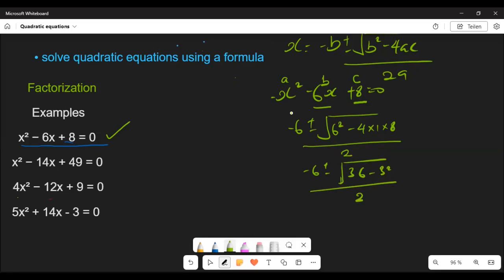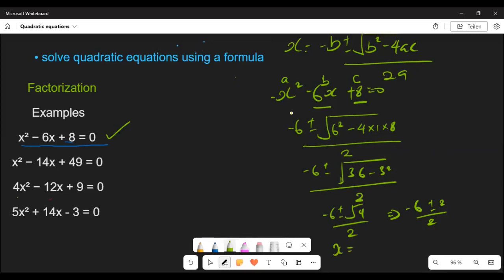As we continue, you realize that we have the square root of 4, because 36 minus 32 is going to be 4. We have minus 6 plus or minus the square root of 4, which is 2, over 2. That's the value of x. Now we're going to find the two values of x.